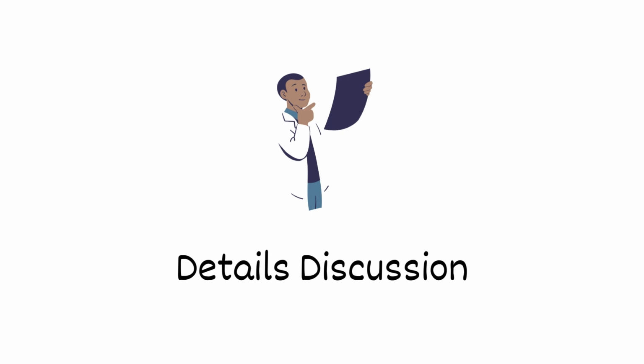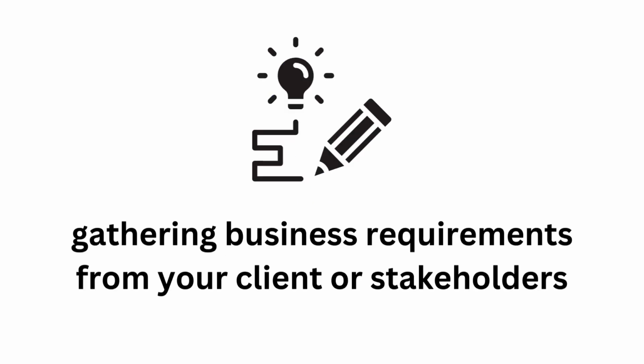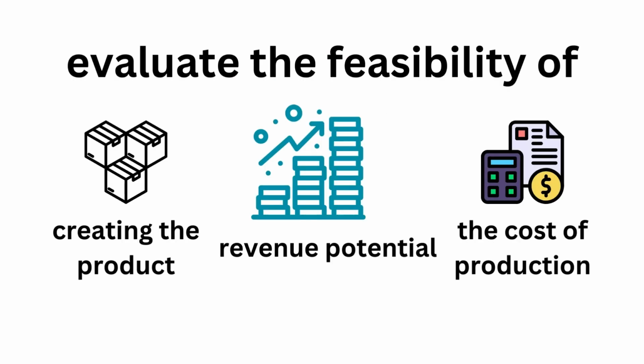So, in summary, the first phase of the SDLC is the project planning stage, where you are gathering business requirements from your client or stakeholders. This is when you evaluate the feasibility of creating the product, revenue potential, the cost of production, the needs of the end users, etc.